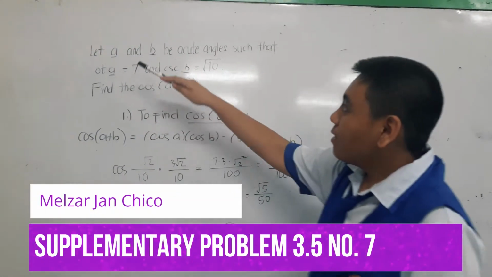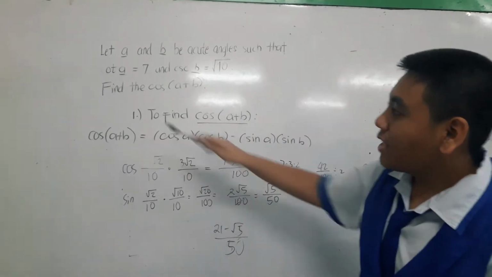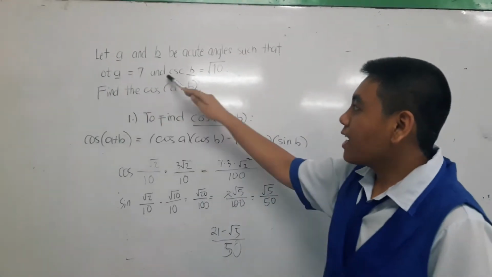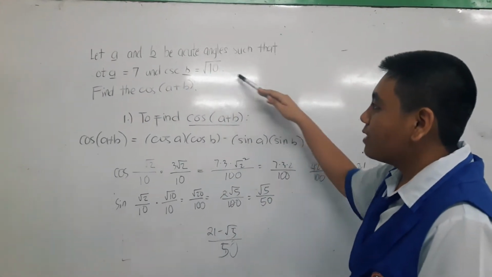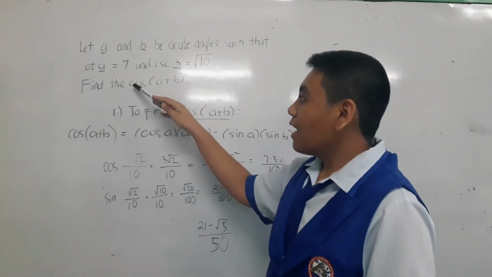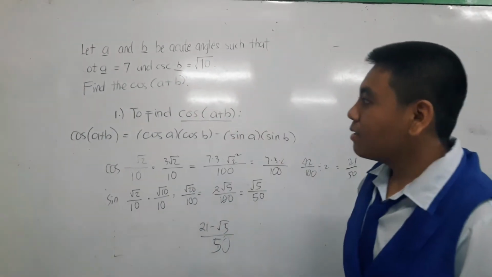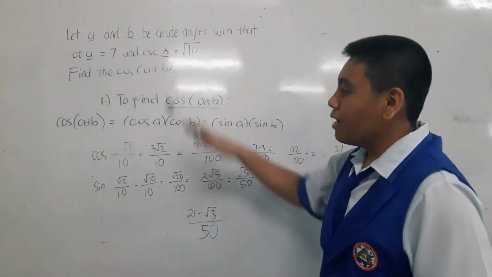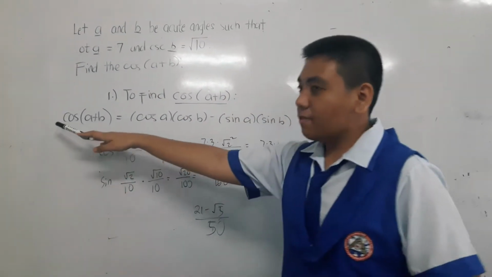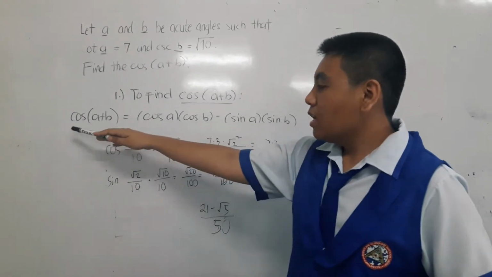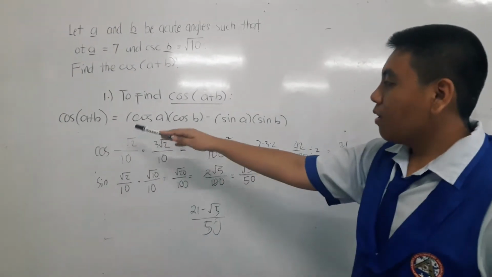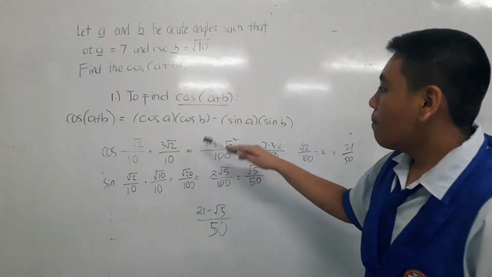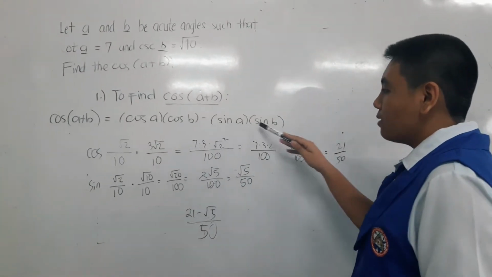So hello, this is the problem. Let A and B be acute angles such that cotangent A is equal to 7 and secant B is equal to square root of 10. Find the cosine of A plus B. So first, to find the cosine of A plus B, we have to follow this formula.